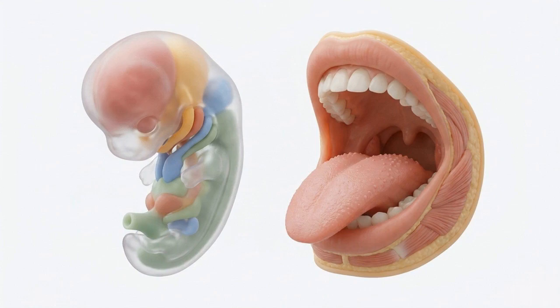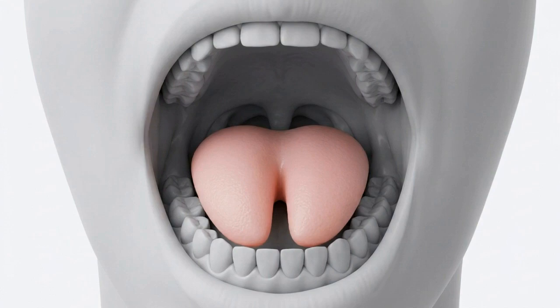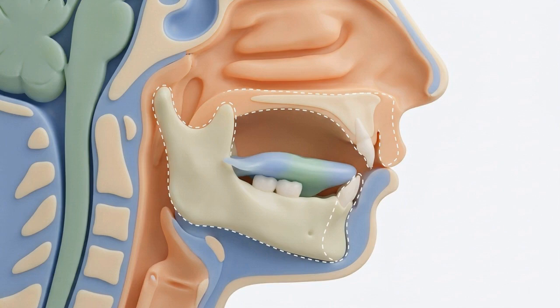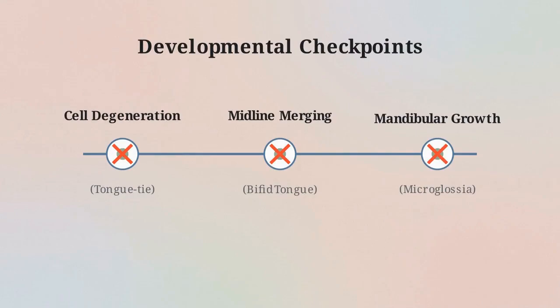Structural anomalies in the tongue are the physical results of disruptions during this embryological timeline. Normally, cell degeneration frees the tongue from the floor of the mouth. If this fails, the thick restrictive frenulum is known as ankyloglossia, or tongue tie. If the two lateral lingual swellings fail to merge in the midline, it results in glossoschisis, a bifid tongue with a deep central cleft. Microglossia, or an abnormally small tongue, is typically associated with the underdevelopment of other first arch structures, such as the mandible. These anatomical variations represent failures at specific cell migration or fusion checkpoints during development.